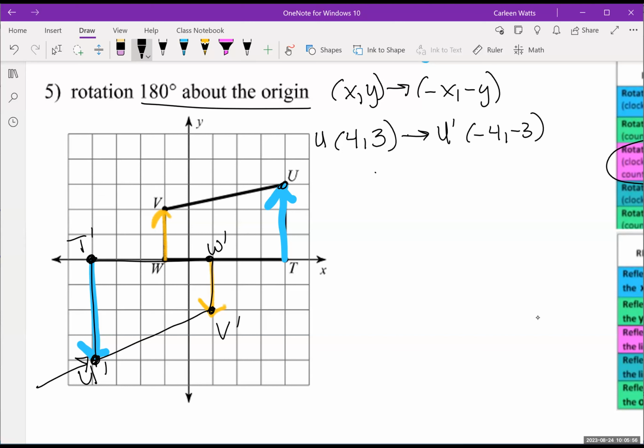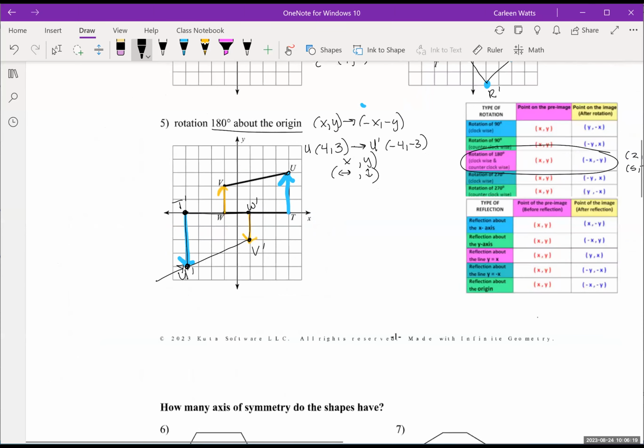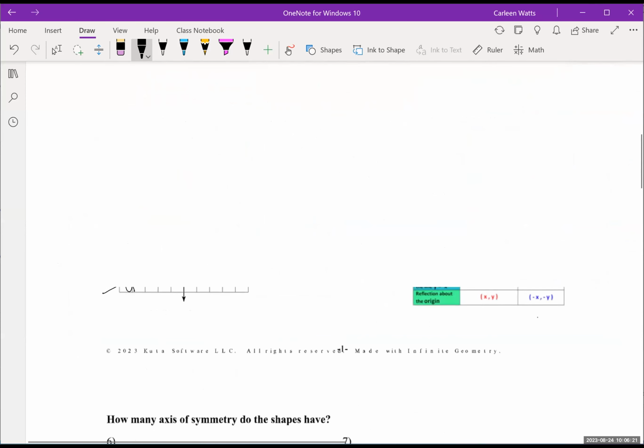Remember when we do coordinates, first we do X, Y. X is horizontal, Y is vertical. That's how we do our coordinates. If you want to go through and do the mapping on the 3 other points we didn't do, request it and we'll do it at the end. Let's move on. That was the hard part.